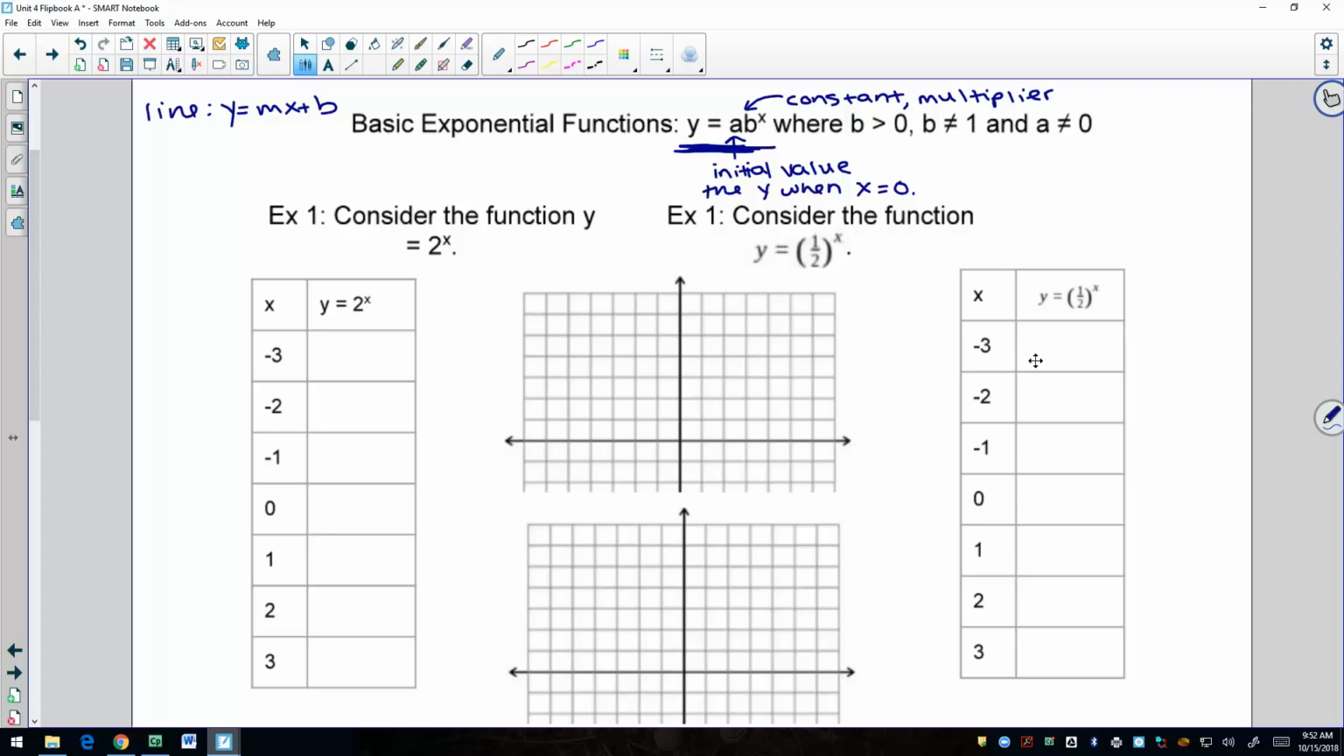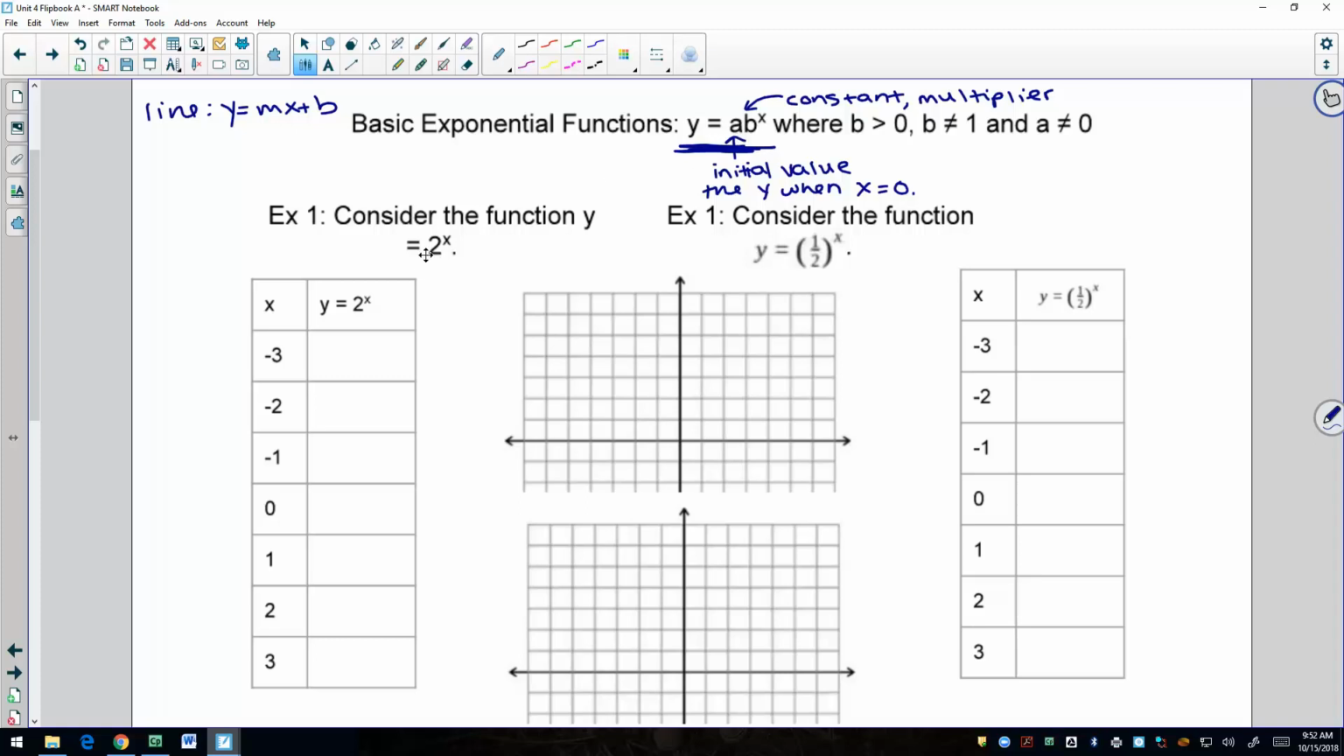So let's say the multiplier was 3. That would mean you would multiply the previous y value by 3 to get the next y value. So we're going to do two examples. We're going to consider two different equations. They are both exponential functions. By the way, if there is no a value, then it's 1.